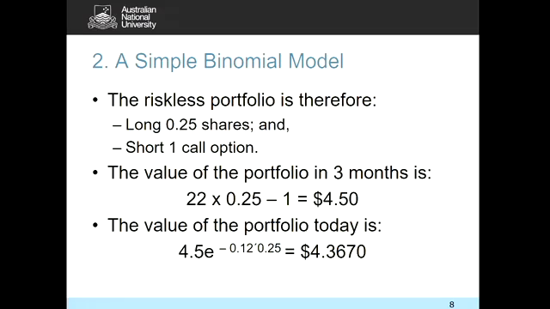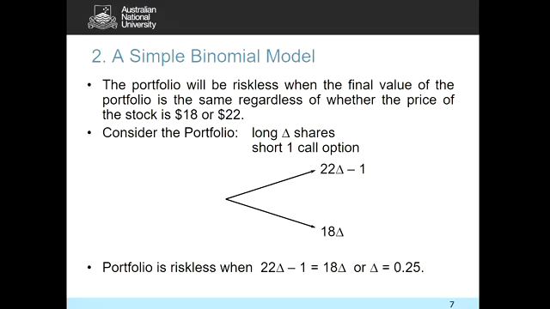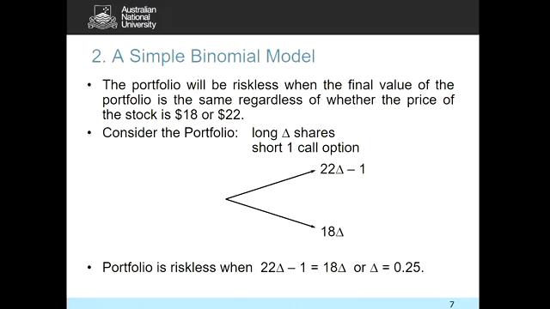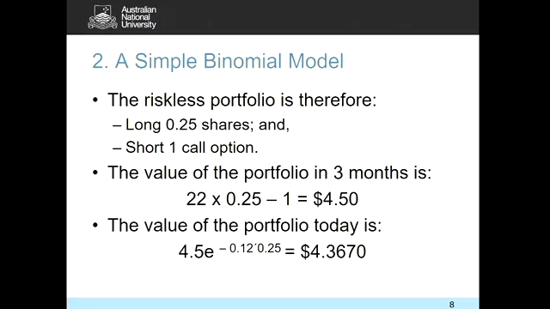So, what is the value of my portfolio in 3 months' time? Well, I can do it two ways. I can say 18 times a quarter, or I can say 22 times a quarter minus 1. Either way, I end up with $4.50. Okay, so whether prices go up or down, my portfolio in 3 months' time is worth $4.50.